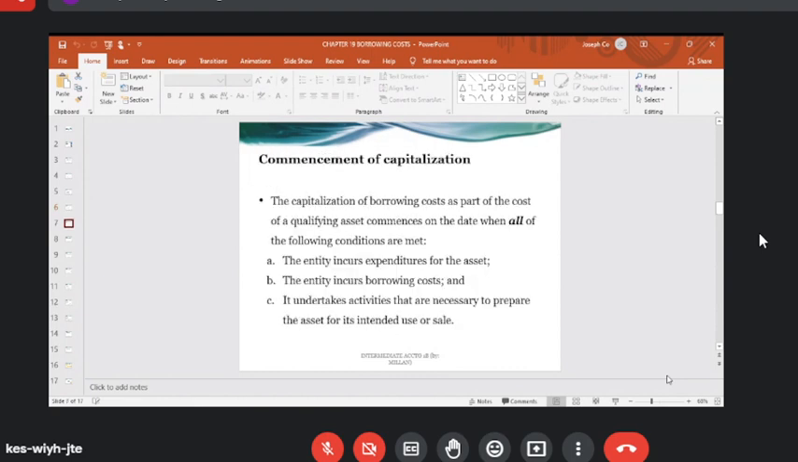Commencement of capitalization. The capitalization of borrowing costs as part of the cost of the qualifying asset commences on the date when all the following conditions are met. The entity incurs expenditures for the asset. The entity incurs borrowing costs. It undertakes activities that are necessary to prepare the asset for its intended use or sale.